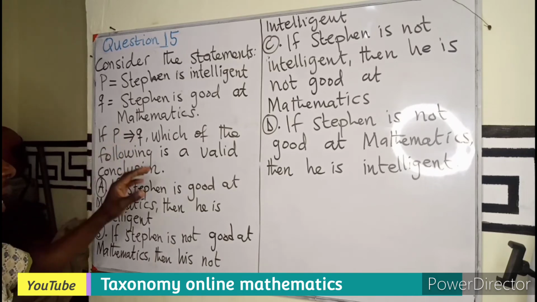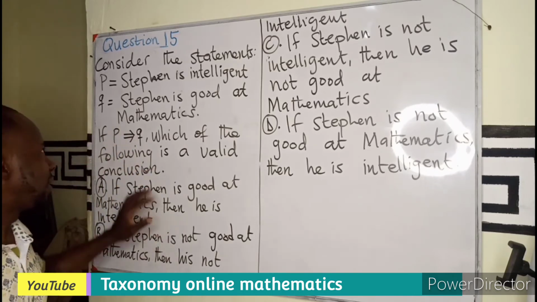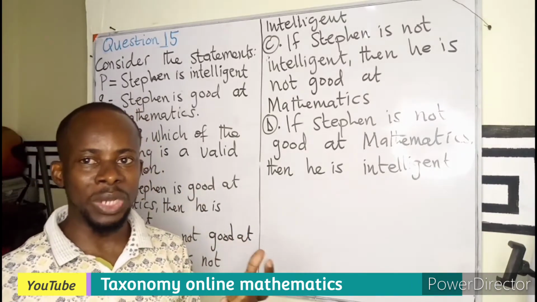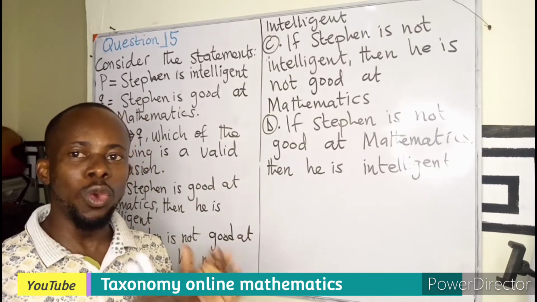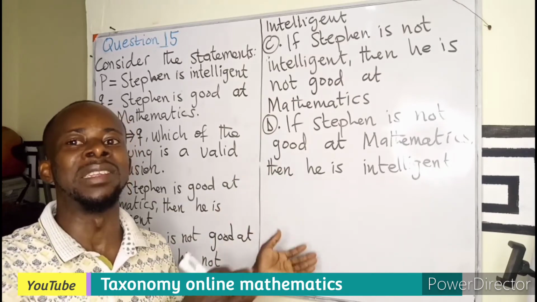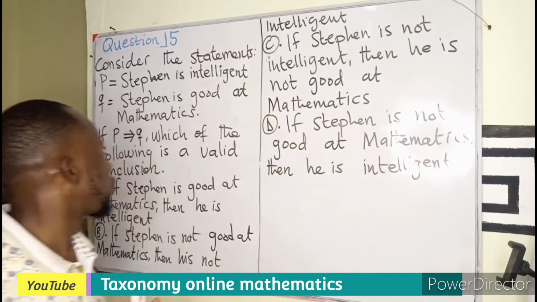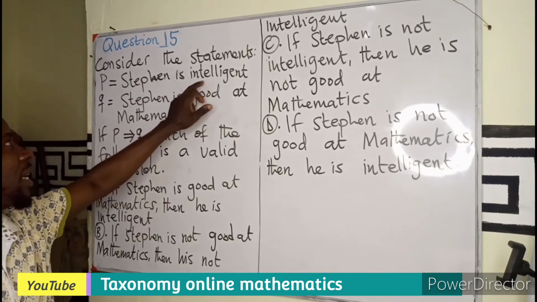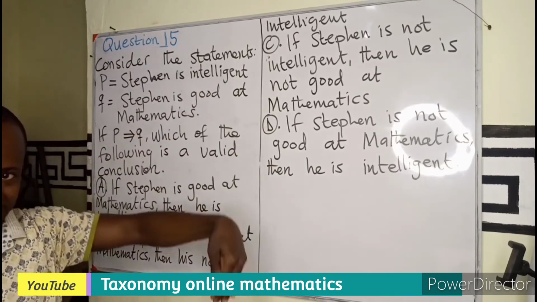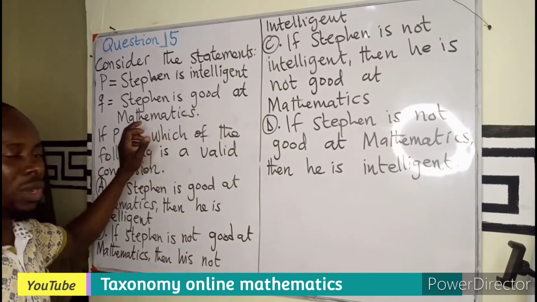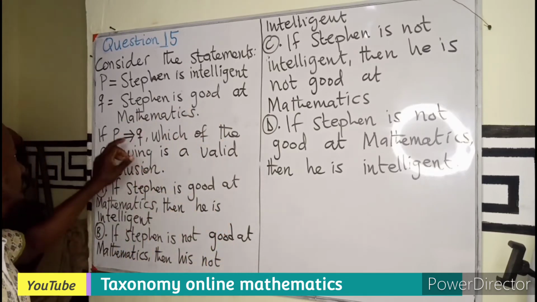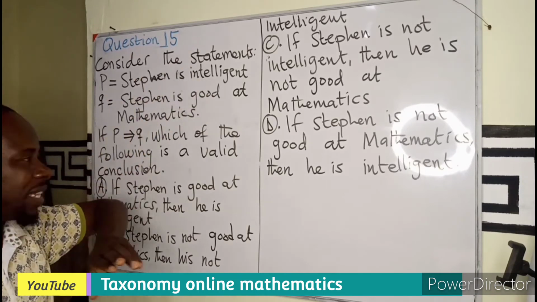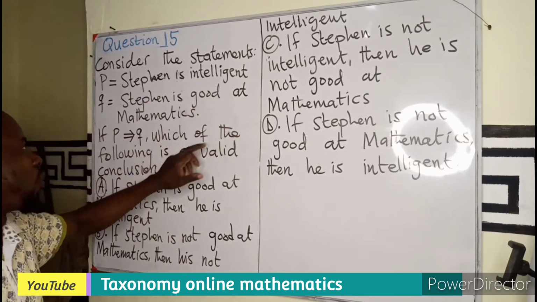If P implies Q, we know that when we have this kind of statement, P is an assumption that we make, where Q becomes the conclusion of that assumption. So if we are saying that Stephen is intelligent, then he is good at what? Mathematics. That is the meaning of the implication here.